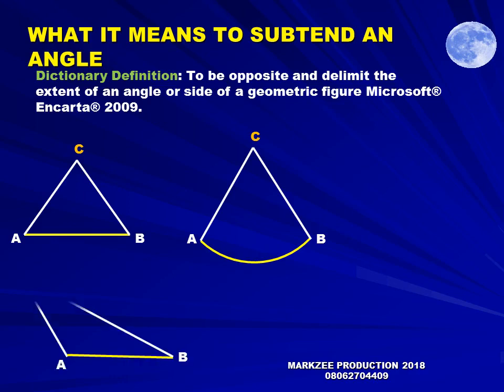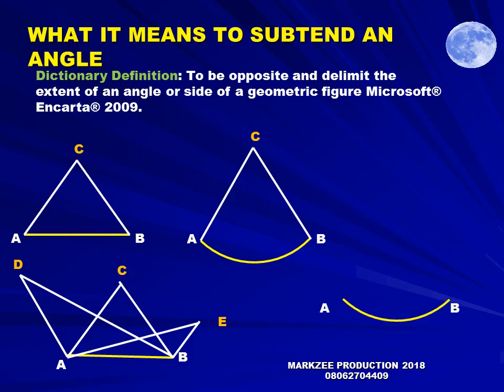Now a line can actually generate more than two angles. Can you see that? So all those angles C, D, B were all subtended by the line AB. It can also be an arc sustaining more than one angle there.